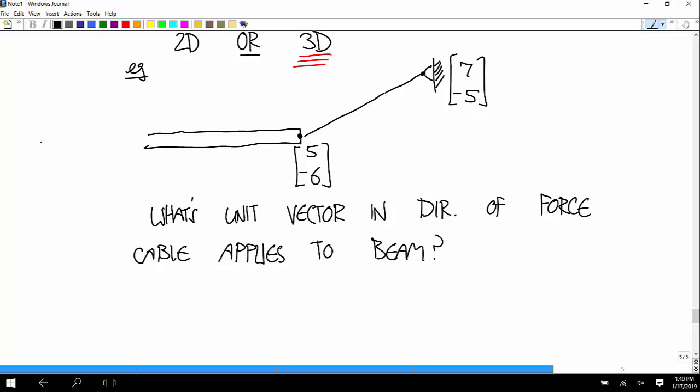Okay, well, the cable applies a force in this direction to the beam. So the way to do that is first calculate a vector that goes from the starting point to the ending point. I'll call that D. So D is just equal to 7, -5, minus 5, -6. And so that is 2, +1.